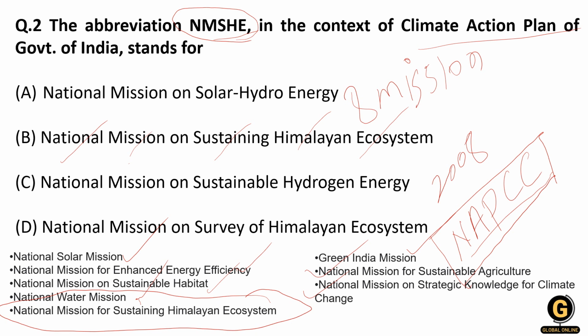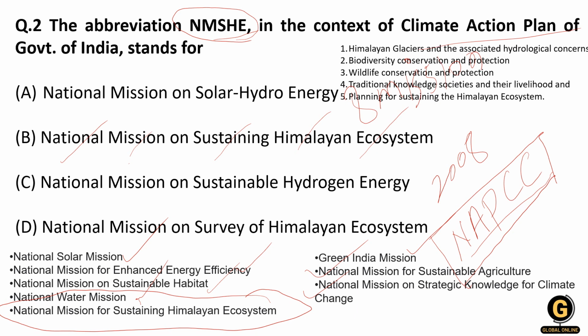The name suggests that it is for helping and sustaining the Himalaya and its surroundings, right? What were the sub goals of this mission? To study Himalayan glaciers and its associated hydrological concerns, then biological conservation and protection, wildlife conservation in Himalayas, then traditional knowledge societies and livelihood, and planning the sustaining Himalayan ecosystem. So these are the 5 important goals of this National Mission on Sustaining the Himalayan Ecosystem.